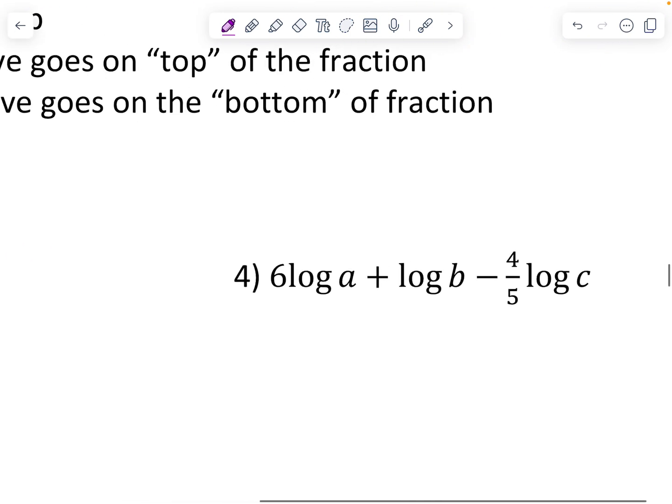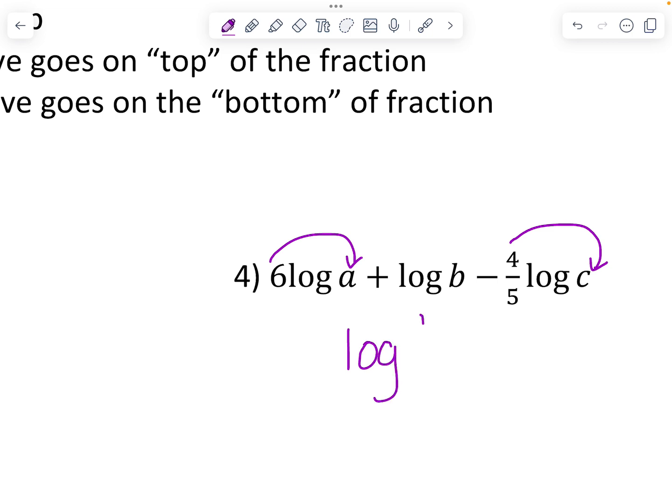Now let's look at this one. I would move my 6 right here. And then I would move my 4/5 right here, and it looks like I'm subtracting there. So I have log a to the 6th times b, and then this would be c to the 4/5.